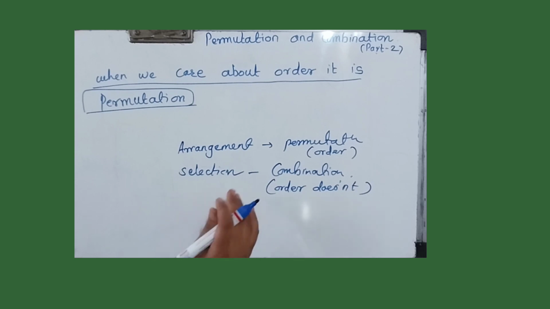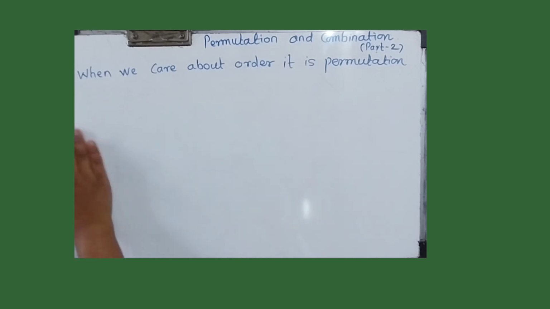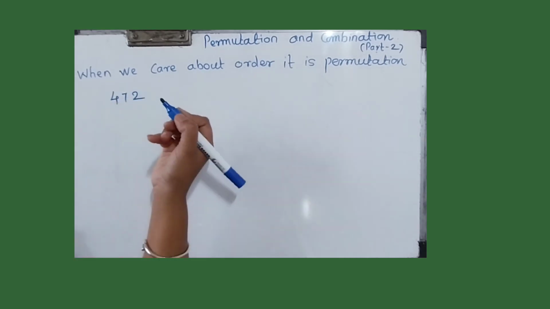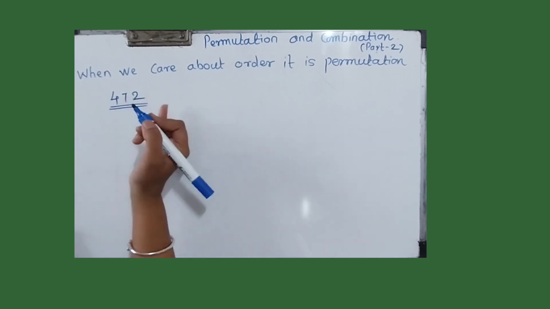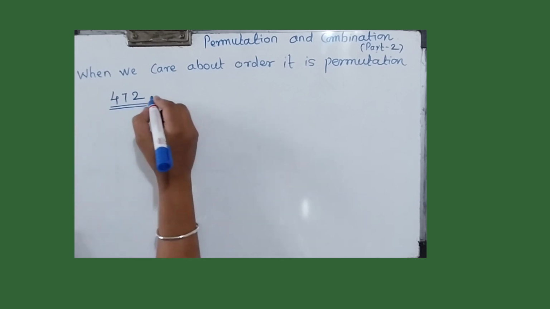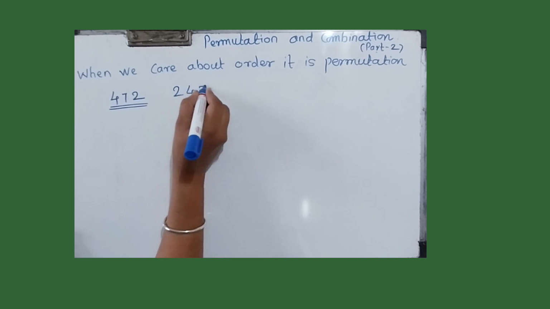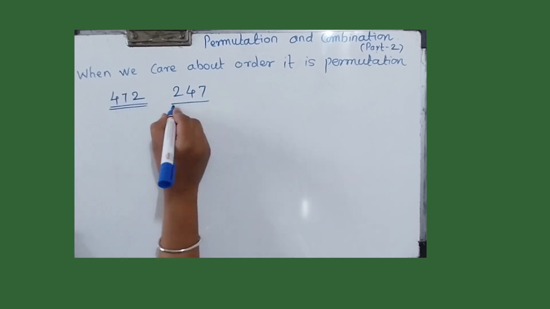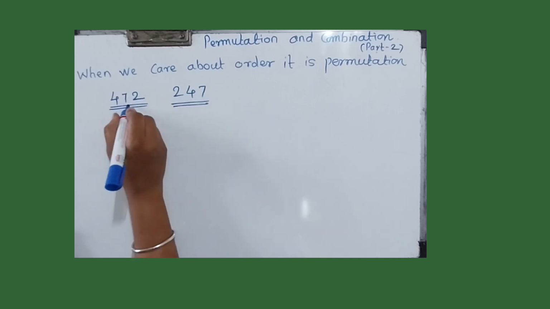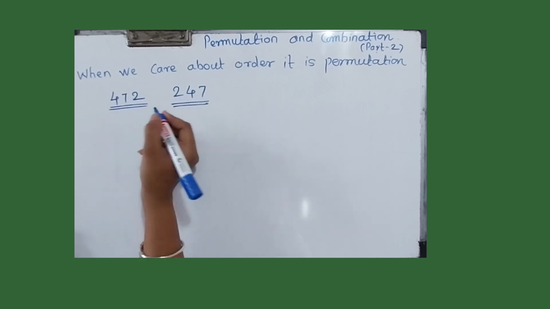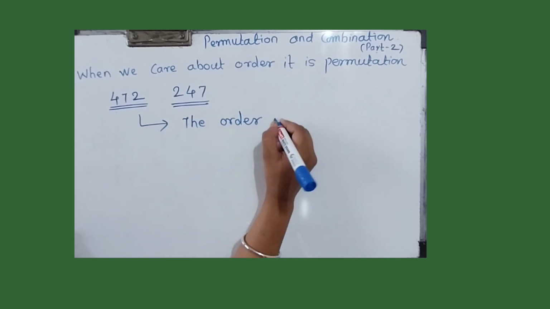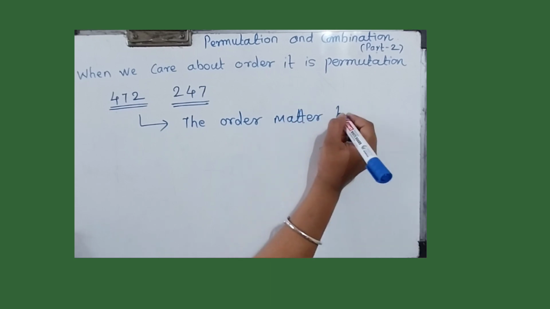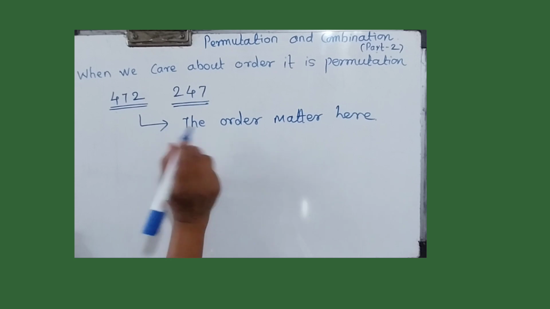Now back to the point. Suppose 472. There are three numbers, 2, 4, 7. We have to form one number from these three numbers. Changing the order changes the number. This is 247, this is 472. So the order mattered here, we care about the order here.